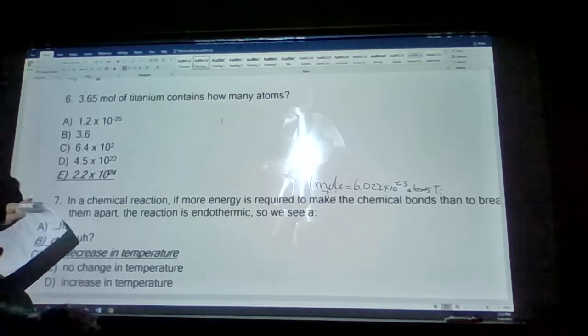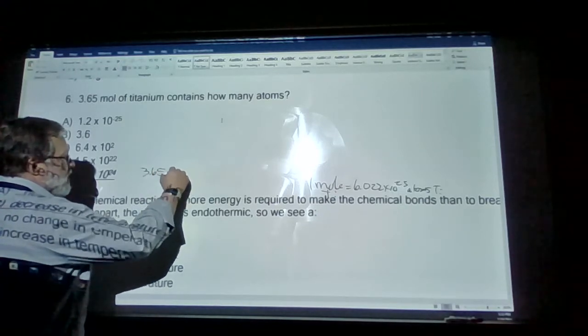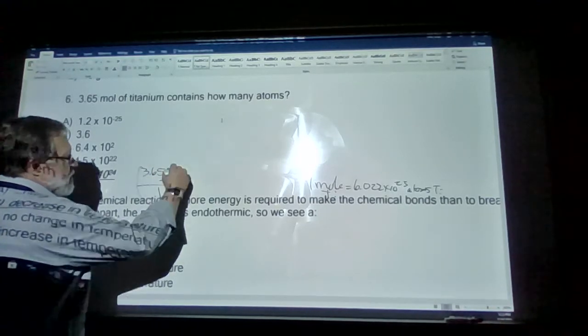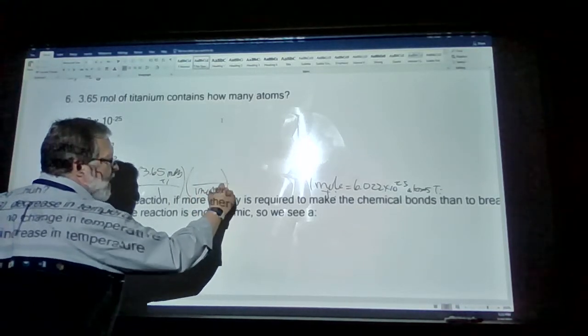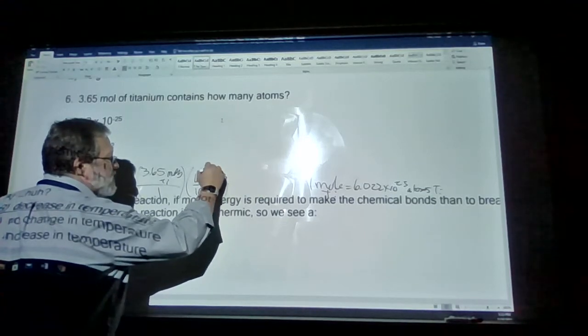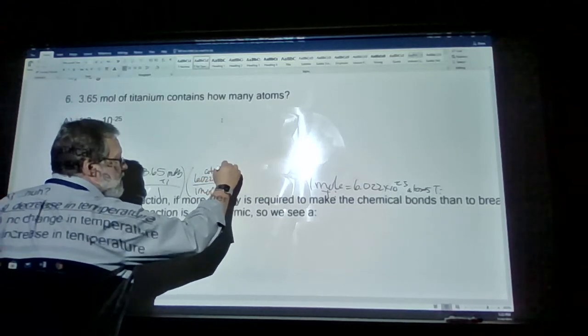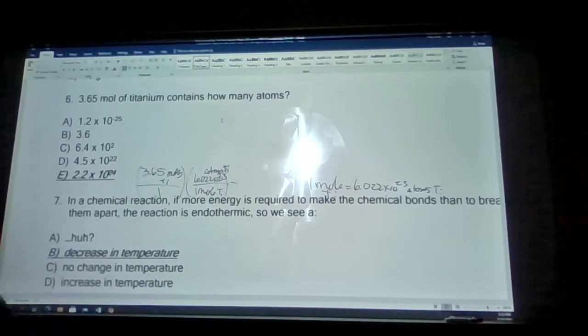We have 3.65 moles, so 3.65 moles Ti over 1 times 1 mole Ti, 6.022 times 10 to the 23rd atoms Ti, so it's 3.65 times 6.022. The answer is E, 2.2 times 10 to the 24th.